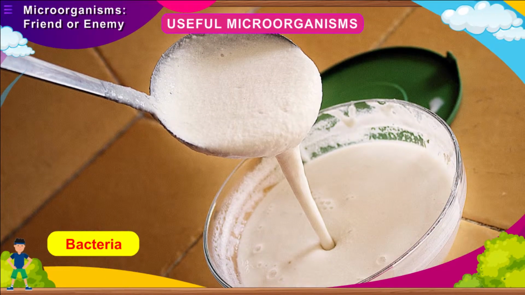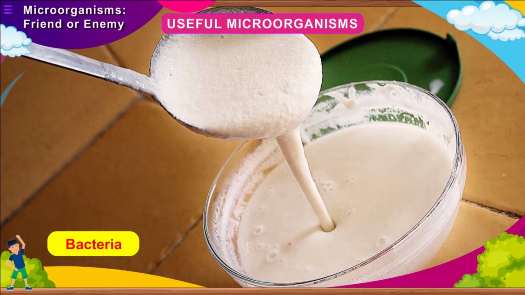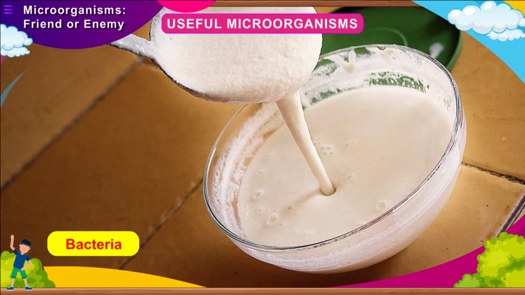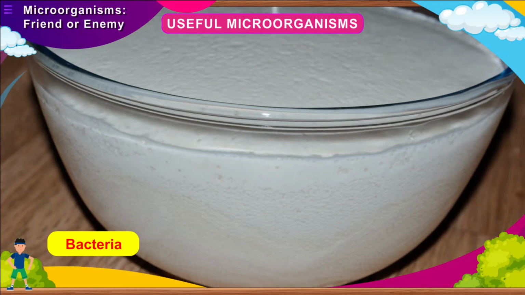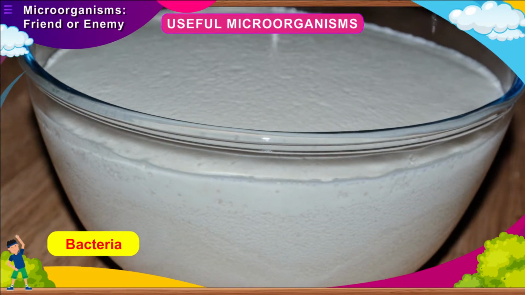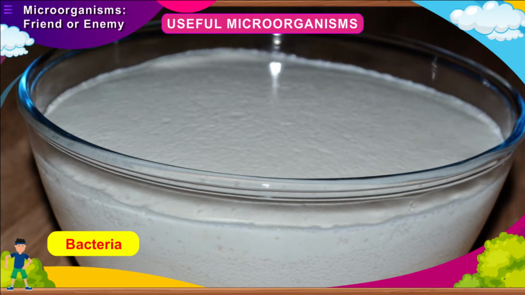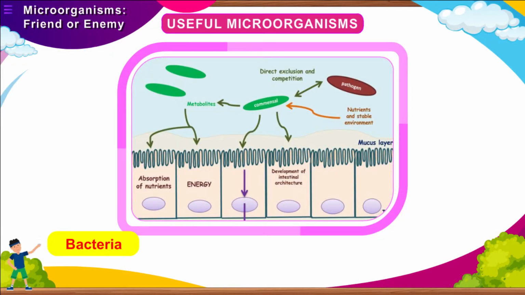Idli and dosa are made by grinding rice and pulses to a paste. The mixture is then allowed to stand for a few hours. The bacteria present in the mixture cause fermentation, and the mixture rises and becomes sour. Some bacteria in our gastrointestinal tract help in digestion. These are called commensals. The commensals reside in our body and are beneficial to us.